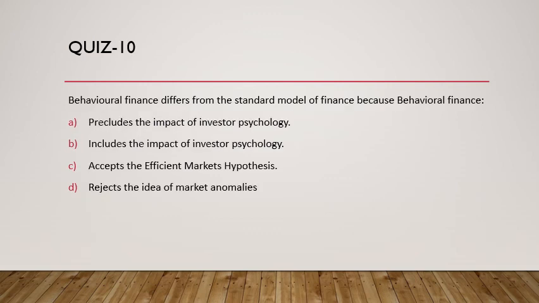And finally, the 10th question: behavioral finance differs from the standard model of finance because behavioral finance, and there are 4 options here: precludes the impact of investor psychology, includes the impact of investor psychology, accepts the efficient market hypothesis, it doesn't actually, rejects the idea of market anomalies. No, only statement B would be correct here, and that's why we have gone with answer B.